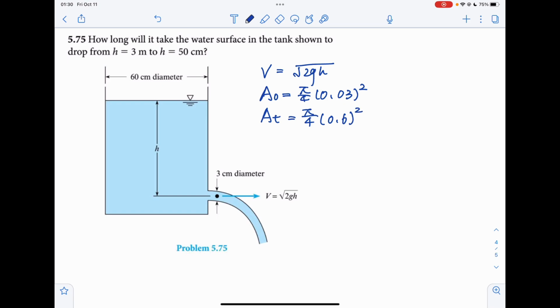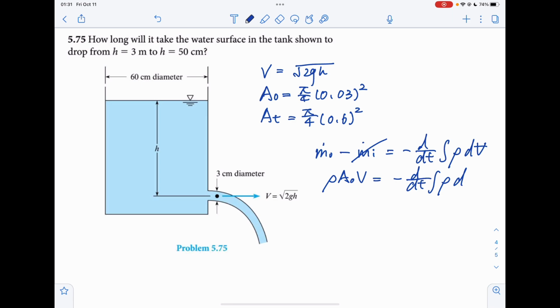So those are the basic information we have, and we're going to use the continuity equation. Mass flow out is the mass flux flowing, which will equal negative d over dt of the integral of rho dv. Because we don't have any water flowing in, this term will be cancelled, and we will only have the mass flowing out, which will be rho times the area of the outlet and the velocity, which will equal d dt of the integral of rho dv.